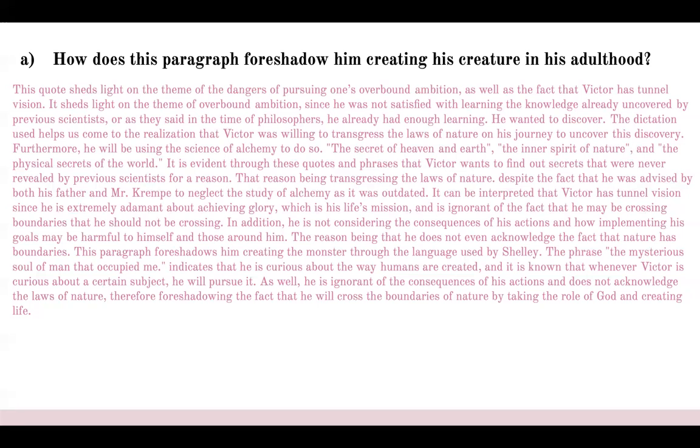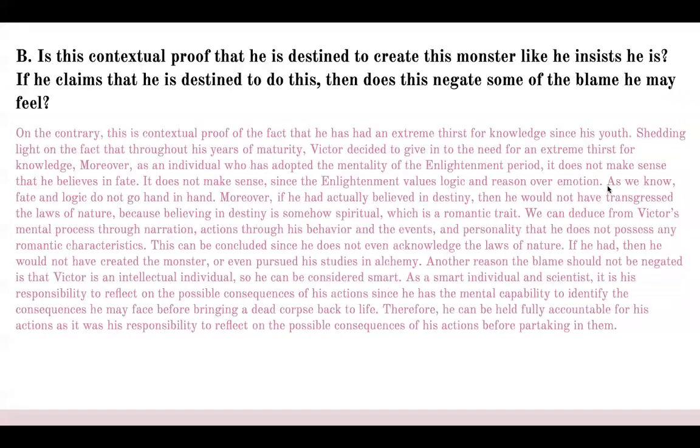This paragraph foreshadows him creating the monster through the language used by Shelley. The phrase "the mysterious soul of the man occupied me" indicates that he is curious about the way humans are created. And it is known that whenever Victor is curious about a certain subject, he will pursue it because that is part of his personality, as well as he is ignorant of all the consequences of his actions and does not acknowledge the laws of nature, therefore foreshadowing the fact that he will cross the boundaries of nature by taking the role of God and creating life, or re-giving life.